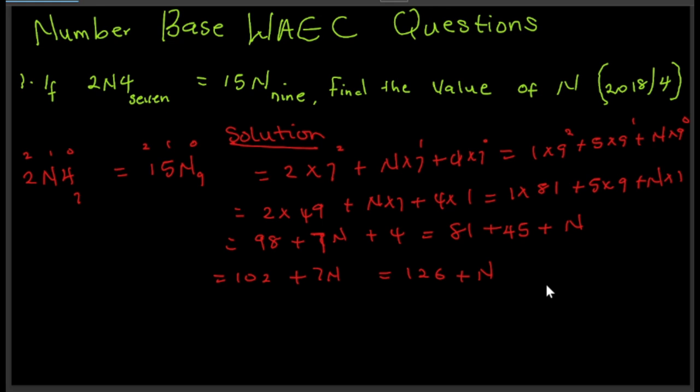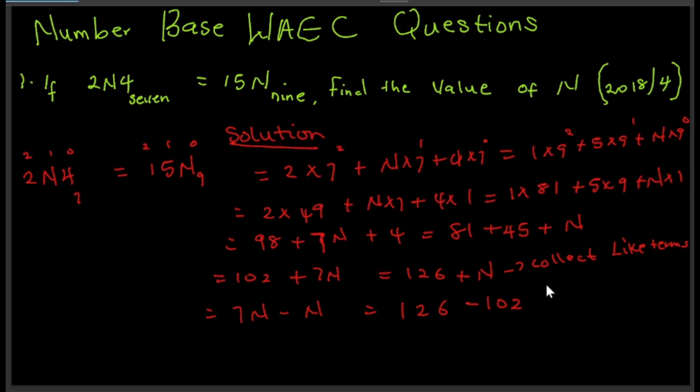Now let's collect like terms. We move this n to this place and move 102 over to the other part. So this is equal to 7n minus n. Remember, when a sign crosses to the other side of the equation, we have minus. Equal to 126 minus 102. So you see, we've collected like terms. Then we have 7n minus n, and we have 126 minus 102.